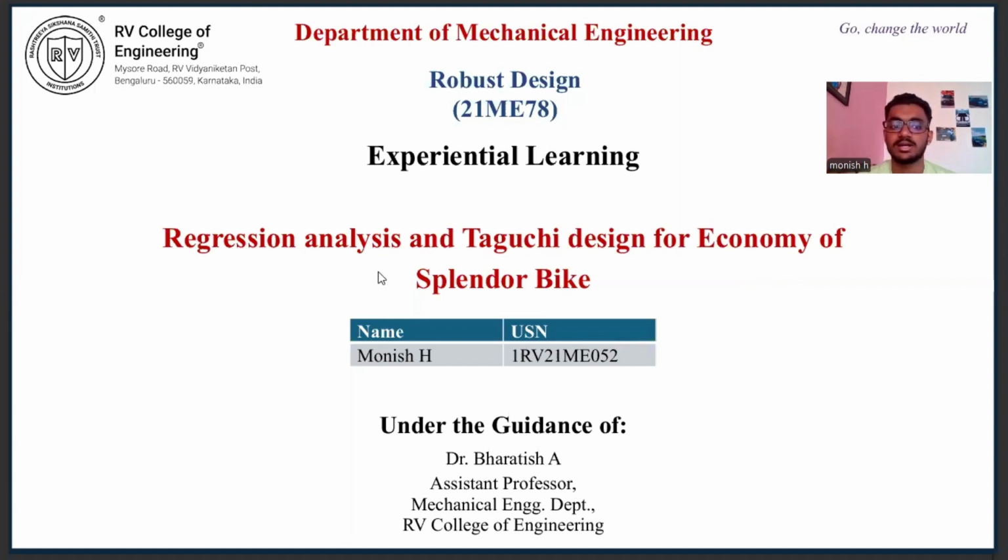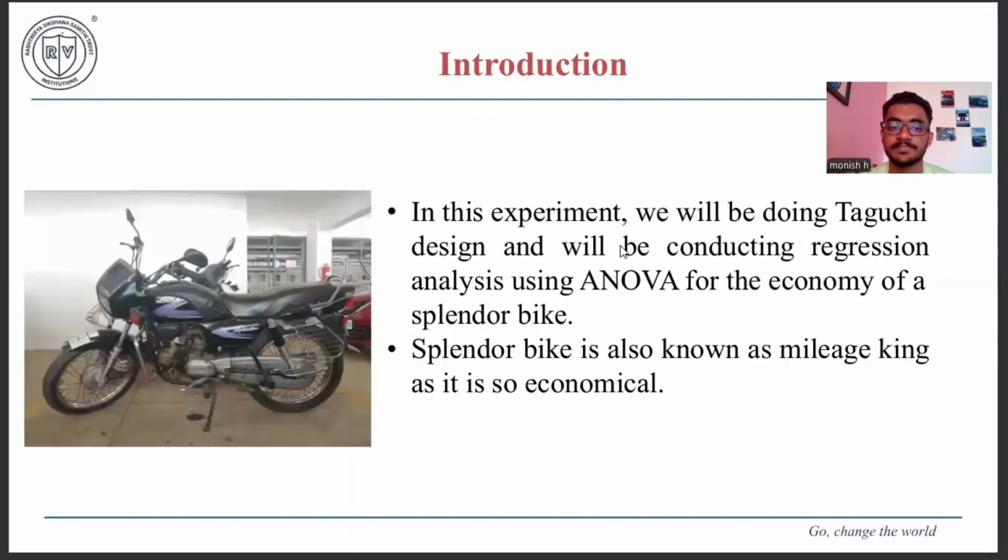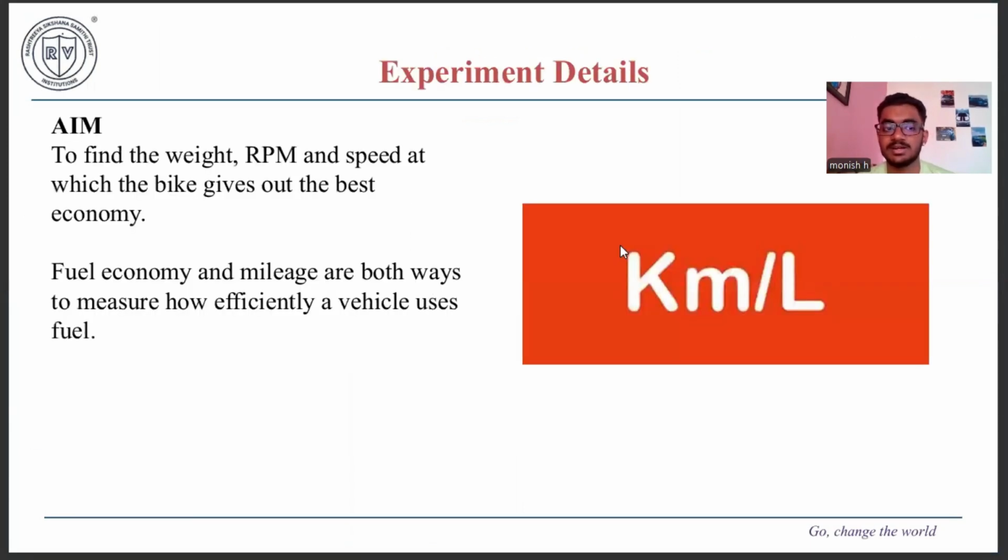Here, I'll be conducting regression analysis, Taguchi design, as well as one-way ANOVA for calculating the best economy of the Splendor bike possible. Now we have the Splendor bike, which is also known as the mileage king, as it is so economical. For the experimental details, our aim is to find the best weight, RPM, and speed at which the bike gives out the best economy.